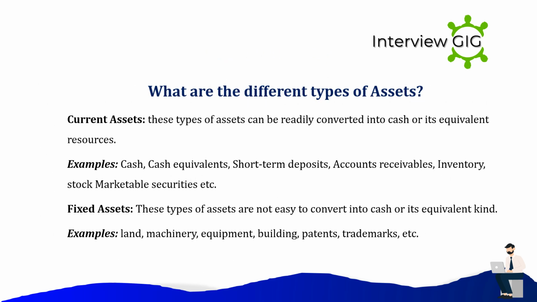What are the different types of assets? Current assets. These types of assets can be readily converted into cash or its equivalent resources. Examples: cash, cash equivalents, short-term deposits, accounts receivables, inventory, marketable securities, etc. Fixed assets. These types of assets are not easy to convert into cash or its equivalent kind. Examples: land, machinery, equipment, building, patents, trademarks, etc.